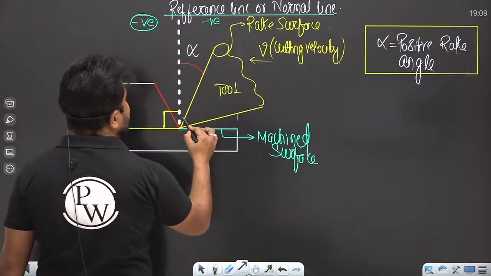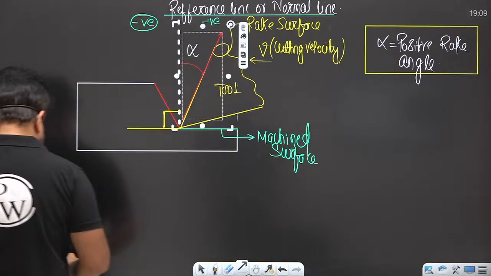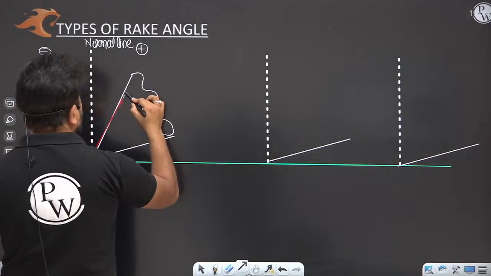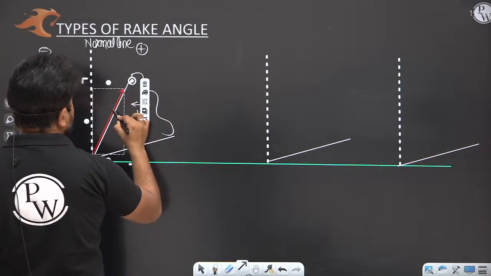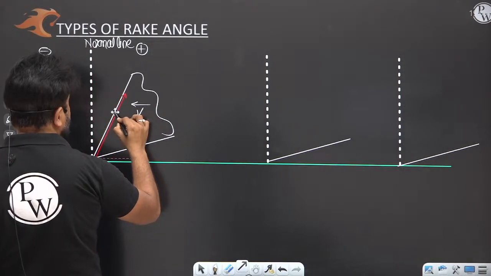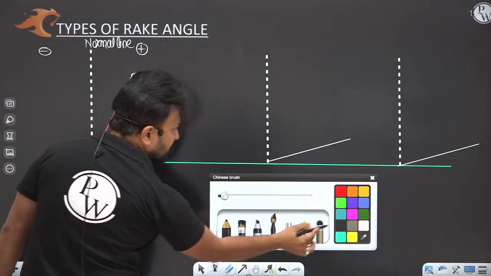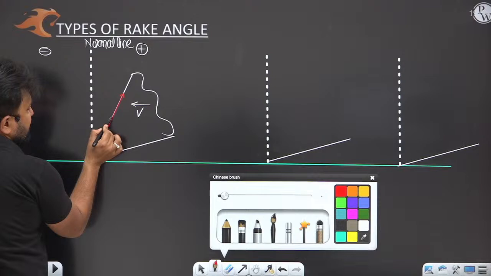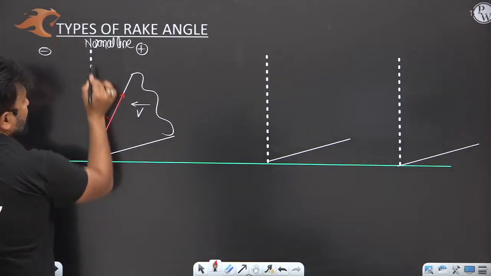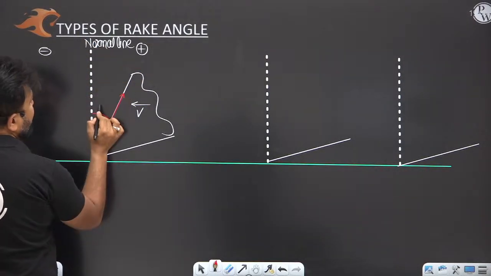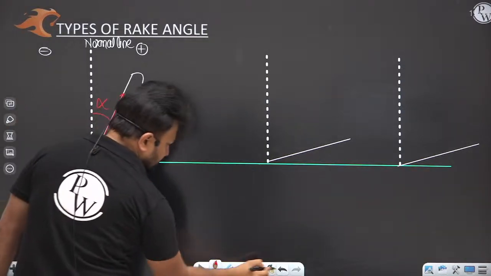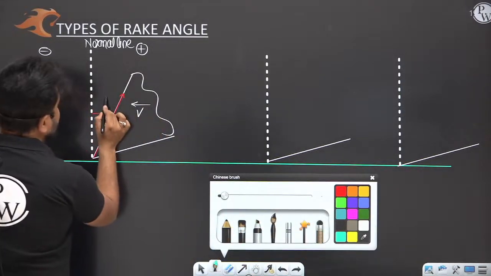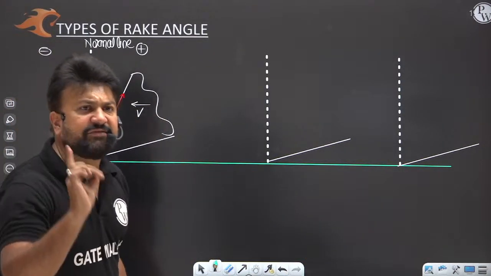You have seen that the chip will move along that face, my dear. So the inclination of the rake surface from the reference line or normal line is known as what? The rake angle. This is the rake angle. So this is a positive rake angle.